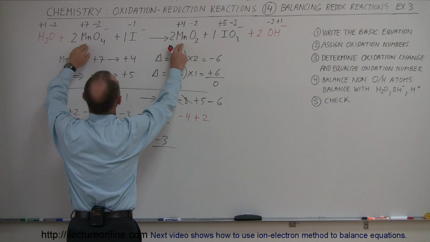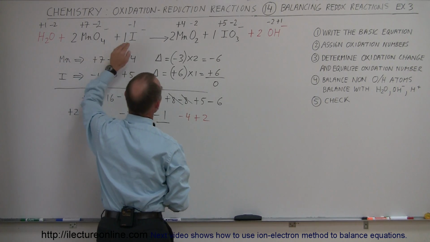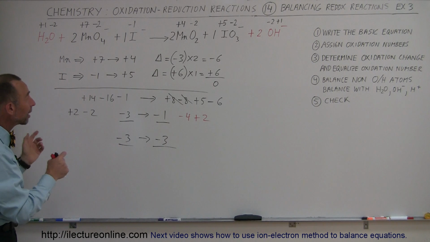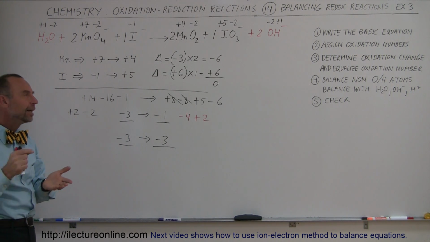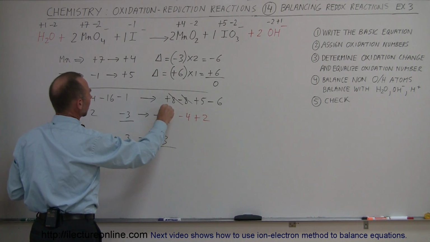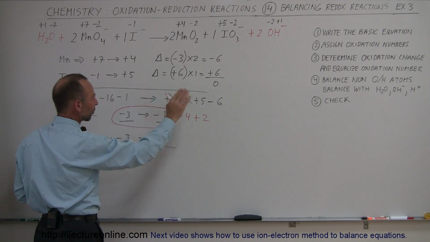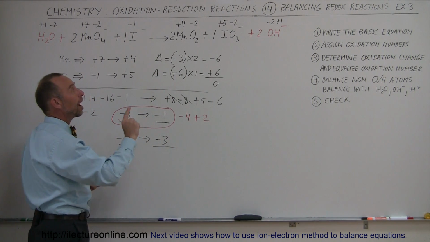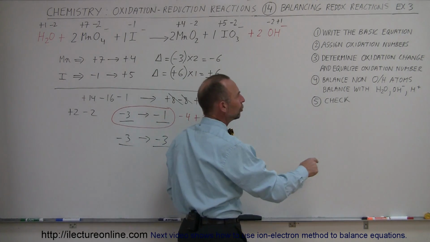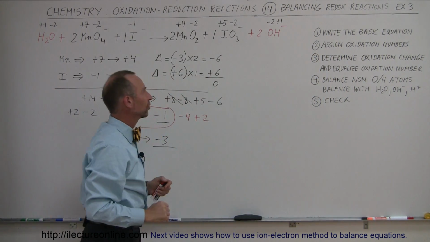We can see that manganese is balanced, iodine is balanced, and then we notice that oxygen had 8 on the left side and only 7 on the right side. So we knew oxygen wasn't balanced. But then, since this was an ionic equation, we also wanted to see if the oxidation number was balanced. And when we checked the oxidation number, we noticed that the oxidation numbers were not balanced. So we needed another 2 negative charges on the right side, plus we need another oxygen on the right side. So we could take care of the oxidation numbers by adding 2 hydroxide ions, which would add 2 negative charges. So that would balance the oxidation numbers.